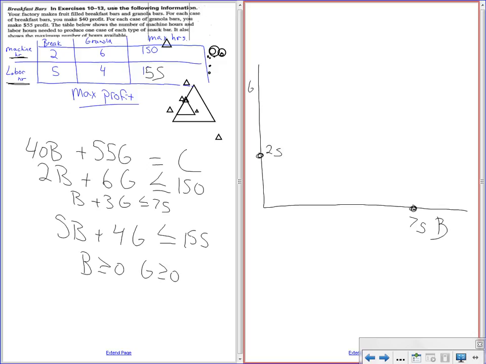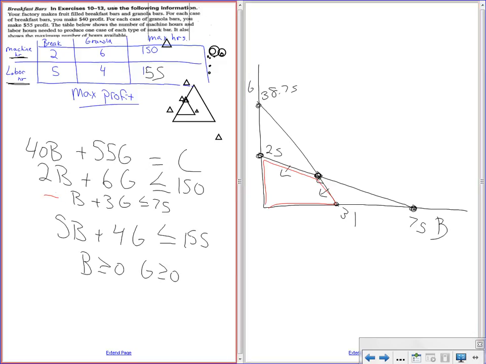75 and 25. The other one we have intercepts at 31 and 38 and change. Those 2 lines intersect here, and you do get this bounded region in there. So you have to figure out where those 2 lines intersect to get your 4 different ordered pairs.